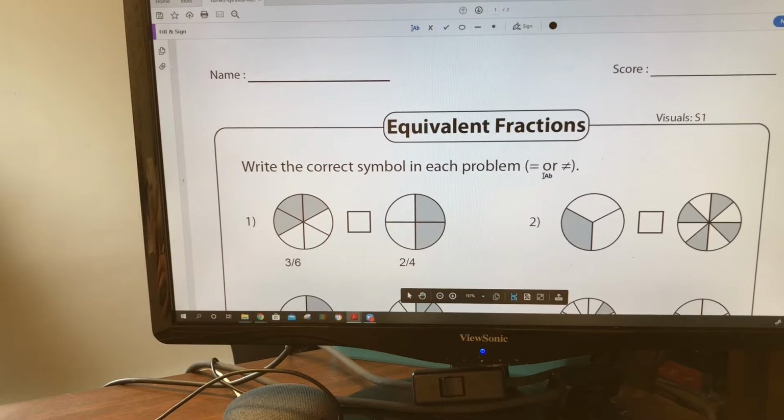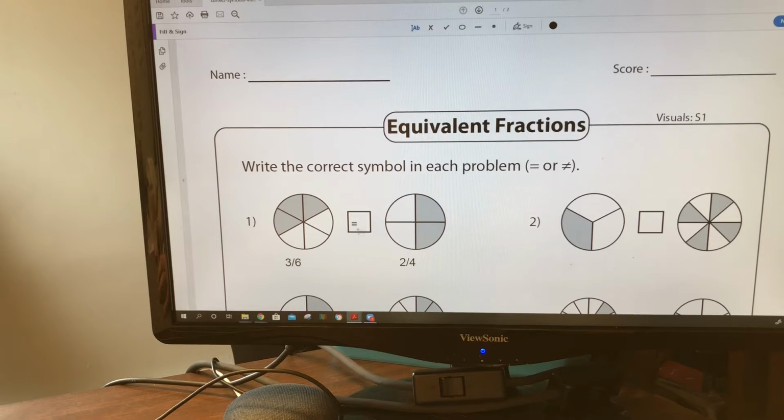So if you see up here, you see an equal sign. If they are equivalent, you're going to put an equal sign. If they are not equivalent, you're going to put an equal sign with a line through it, because that is a quick way of writing that they are not equal. A quick way to do that is just to look visually. In this case, half of this circle is colored, half of this circle is colored, so we can see really quickly that those are equal. Okay, so we would put an equal sign.